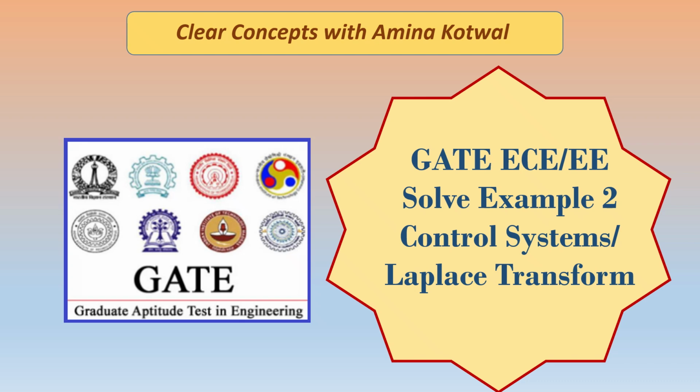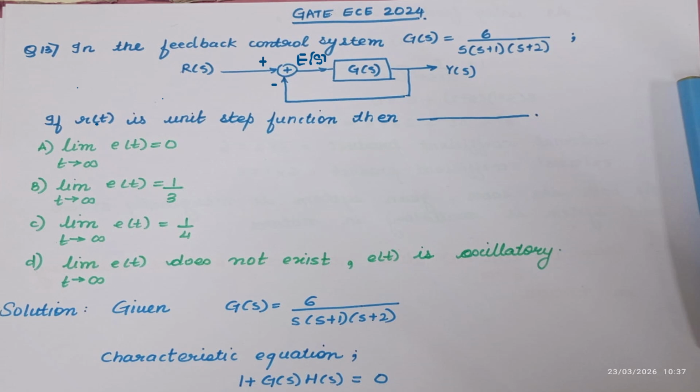Let's see one more example of a control systems GATE question. This GATE question had appeared in 2024 in the ECE paper. The question says, in the feedback control system, G(s) is equal to 6 upon s into (s plus 1) into (s plus 2). Given is the transfer function block diagram where R(s), E(s) and Y(s) are Laplace transforms of r(t), e(t) and y(t) respectively.